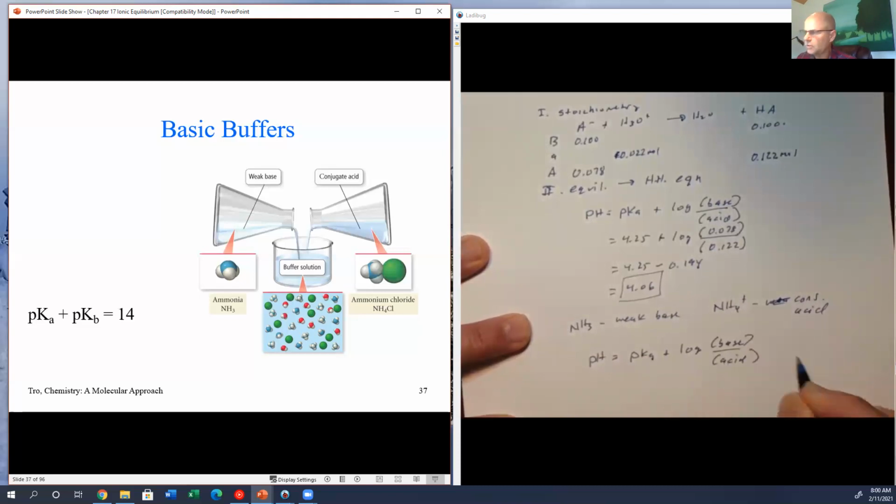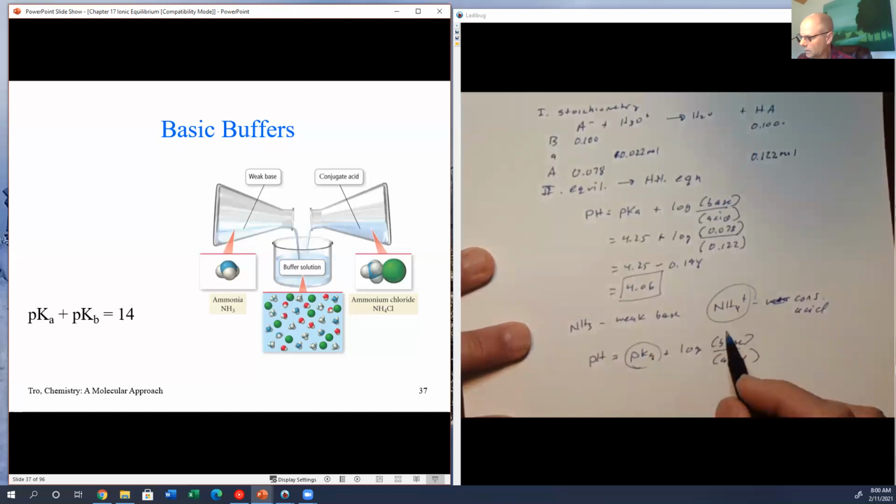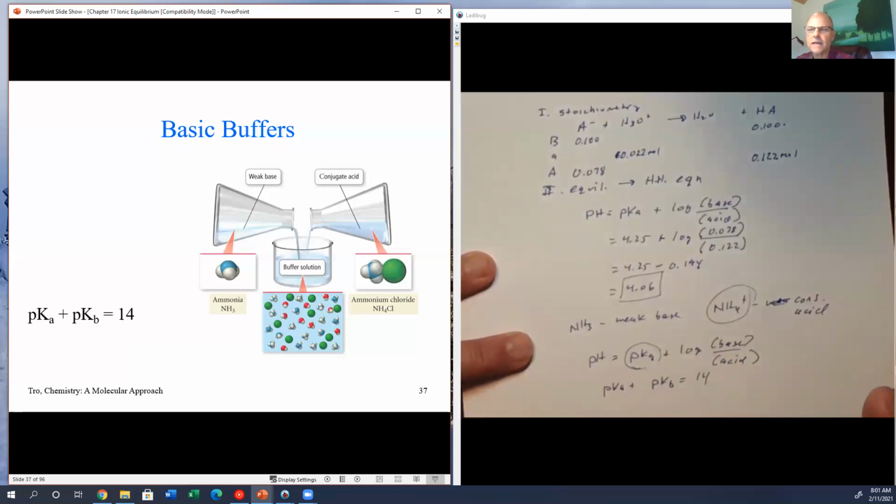And it's easiest to just use the same equation, but just calculate pKa for the conjugate acid. So you can use the same exact equation, but just find the pKa for that conjugate acid. Remember that pKa plus pKb is equal to 14. So if you know one, you know the other. It's easy enough to get it. And just make sure you always use pKa here, always use concentration of base on top and acid on the bottom, and you'll be good to go. Okay?